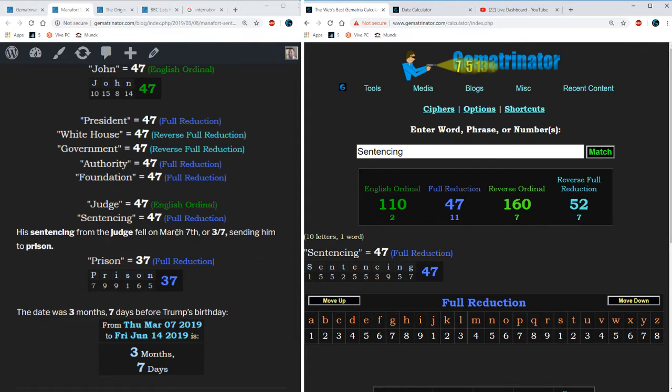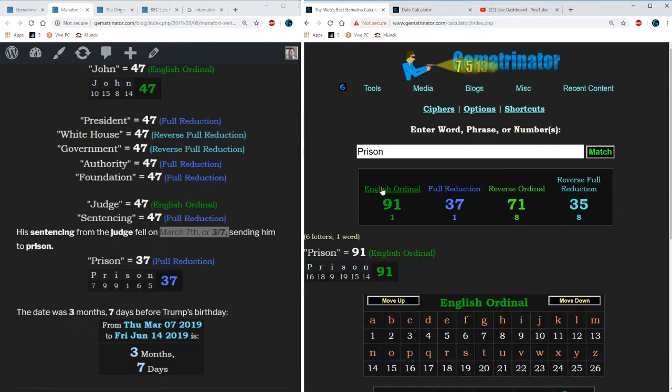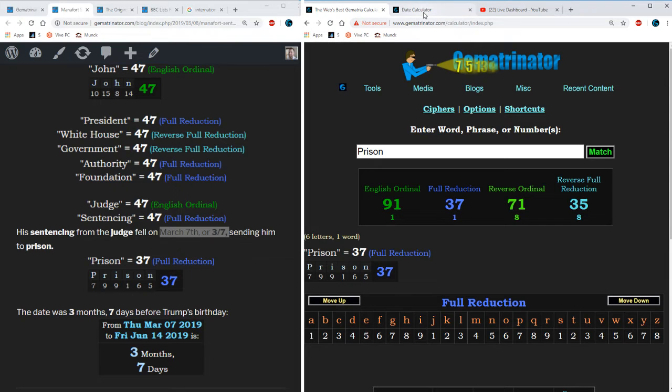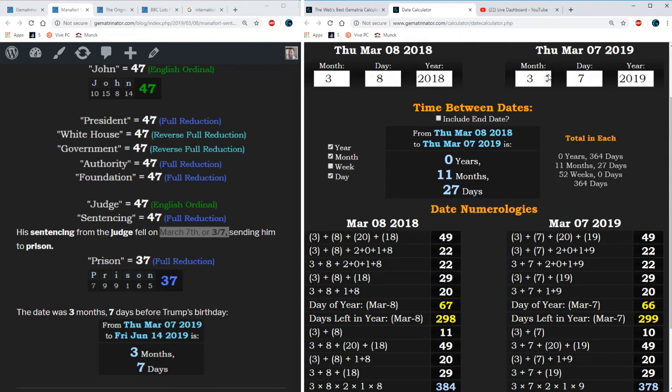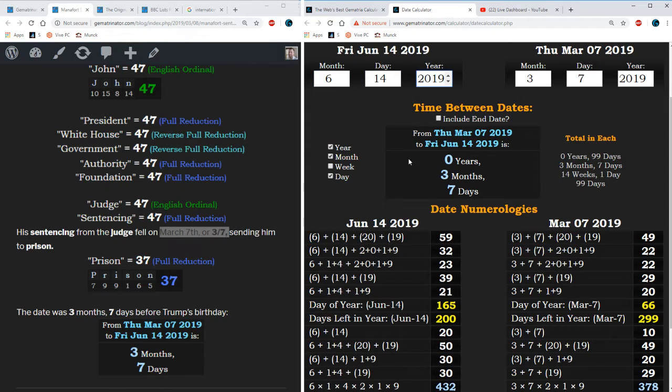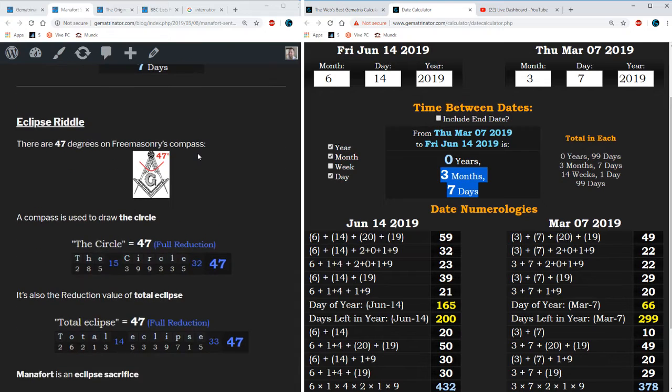Now think about the date that he was sent to prison. March 7th, written 3/7. The word prison equals 37 in reduction. If you measure from the date of his sentencing to Donald Trump's next birthday, you get 3 months and 7 days.